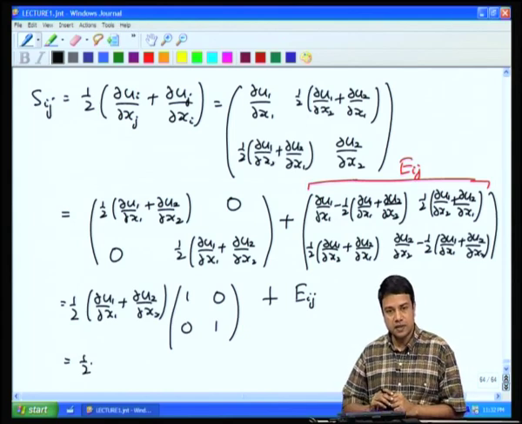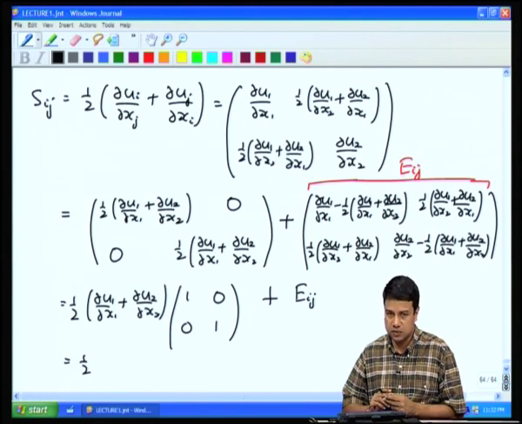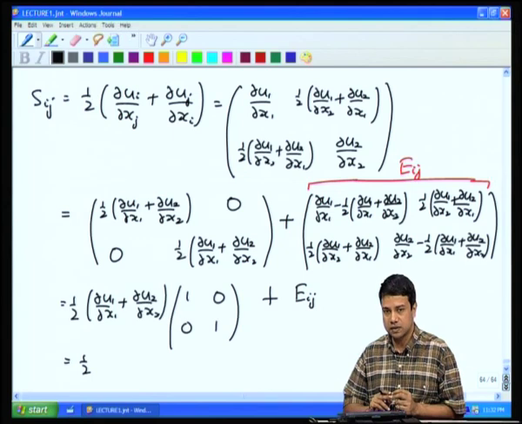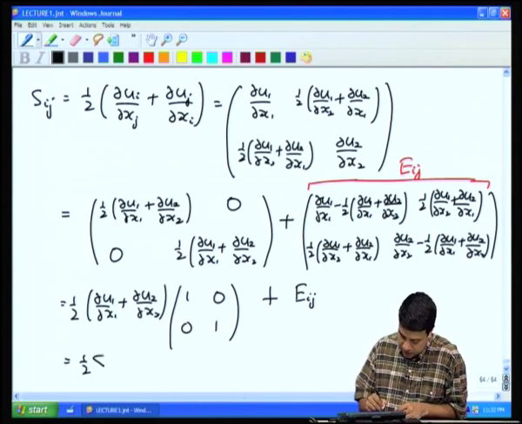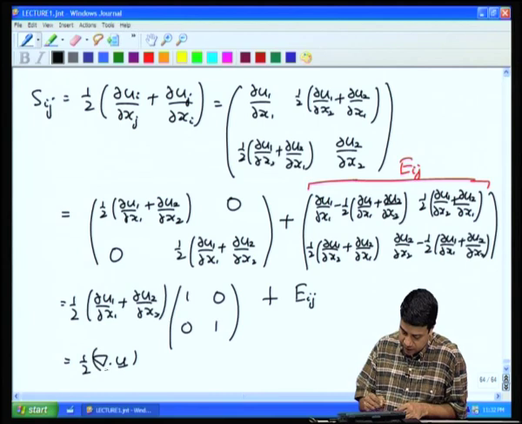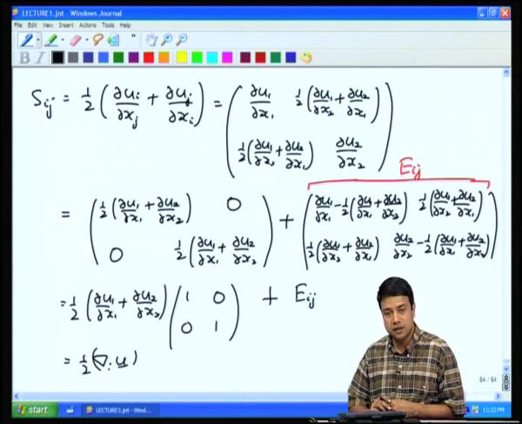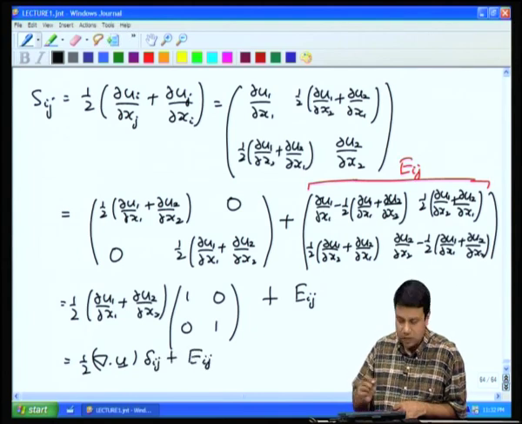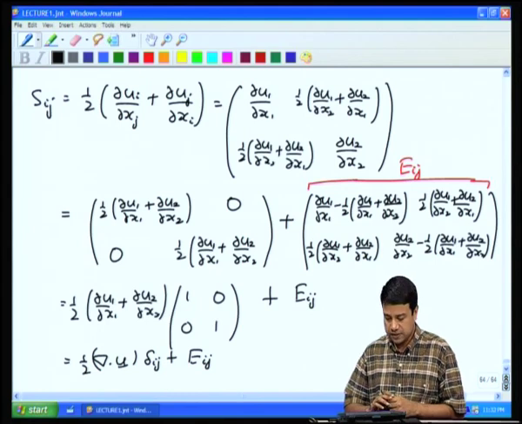You can very easily see that partial u 1 by partial x 1 plus partial u 2 by partial x 2 is the divergence of the velocity in 2 dimensions. So, this is the divergence of velocity times the identity matrix. The identity matrix is delta i j, and the second is this symmetric traceless matrix.